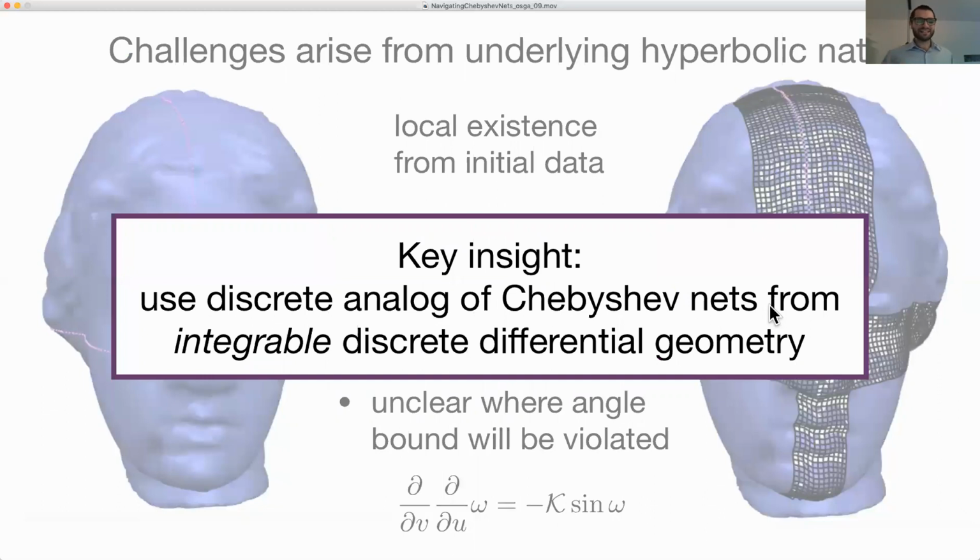So the key insight here was actually to turn to a discrete analog of Chebyshev nets. So don't try to model the PDE that governs the smooth Chebyshev net, but instead think of a discrete analog of Chebyshev nets from the get-go and use that explicitly in the model that we construct. And here we're going to turn to a field known as integrable discrete differential geometry. If you don't know what those words mean, let's focus a little bit right now on integrability.